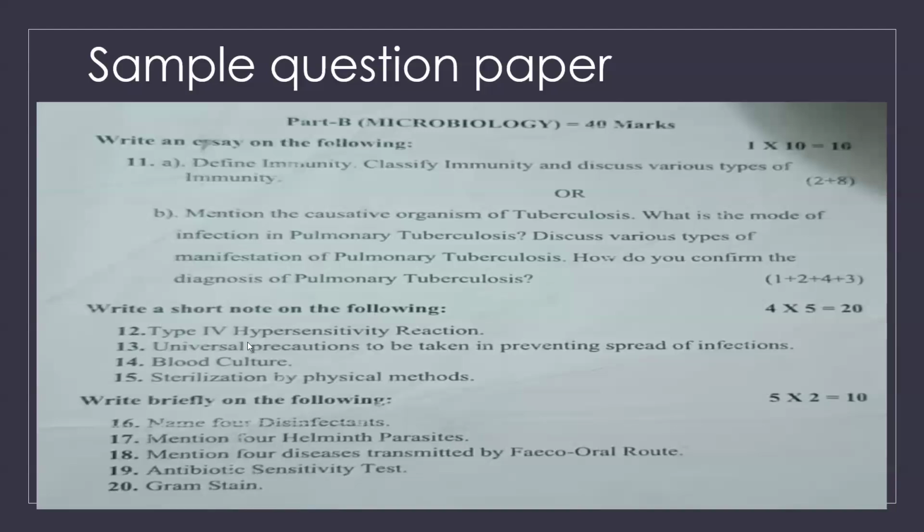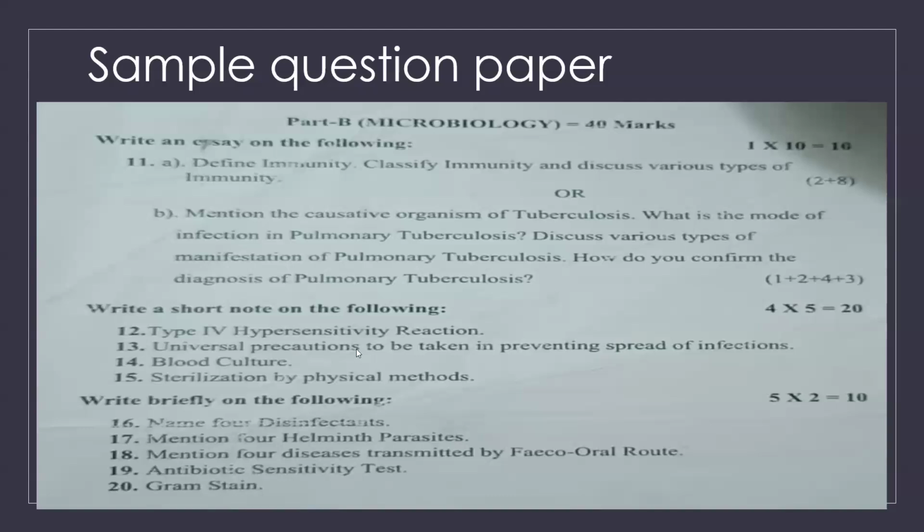Next is the short answer type. Here, type 4 hypersensitivity, which is delayed type hypersensitivity. You should write both the tuberculin type and the contact dermatitis type. Then only will you get the 5 marks for the question.